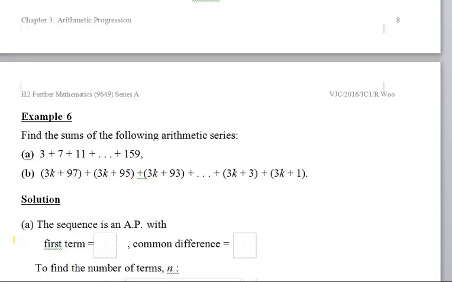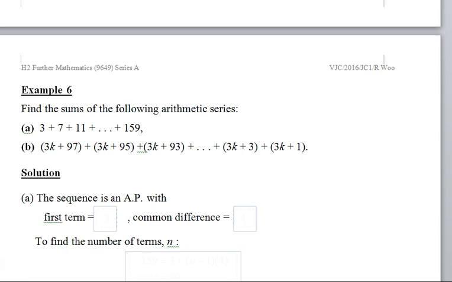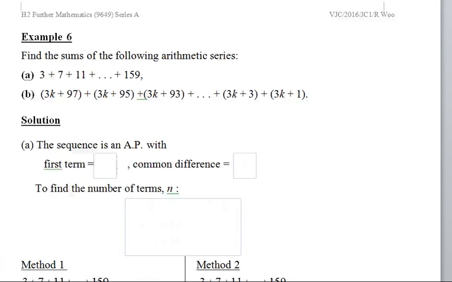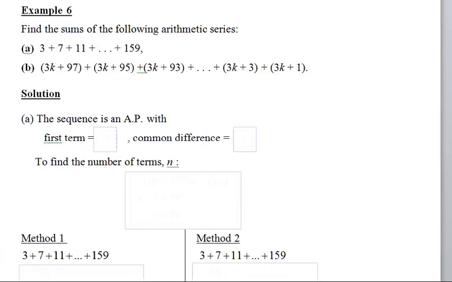Okay, example 6. A level will not have this kind of question, part A. Never, not possible. Too easy. Or even by GC, you're done. Don't even need to use it. This is just a very introductory example, just to help us make use of the formula. Part A is quite simple.